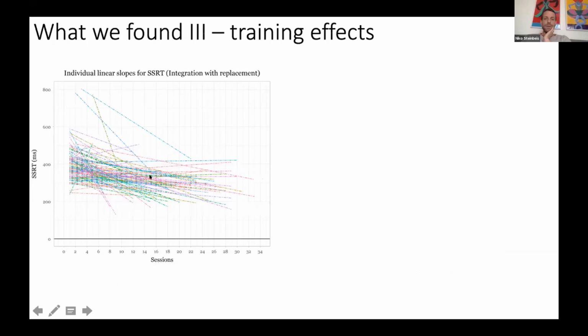And now what I'm going to show you is just the extent to which the children improved on the tasks that they actually trained during the training. So here we have the inhibition measure, and this is the group of children that did the inhibition.